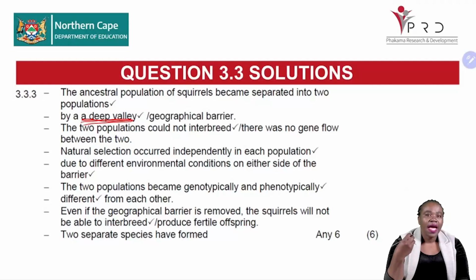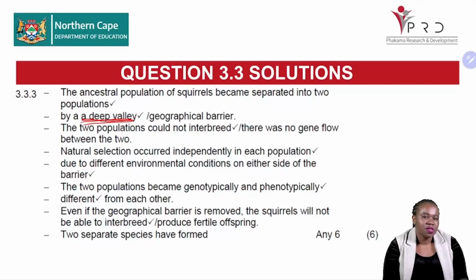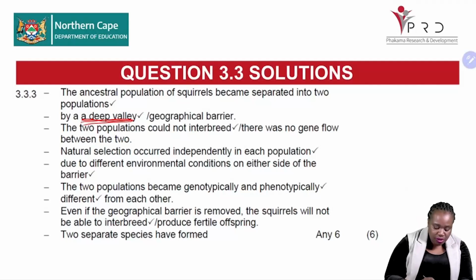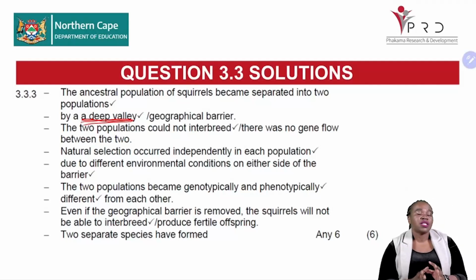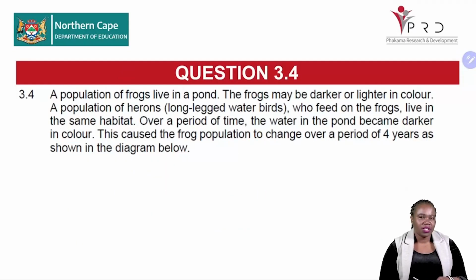Then that means that if these organisms or these species were to meet again at some point, if they were to mix again, maybe if that geographical barrier is no longer there, they will not be able to interbreed as they are no longer of the same species. And that would then mean that a new species has been formed. Or you can say two separate species have been formed. Right. Okay, so this is how you would structure your question on evolution by natural selection. Make sure you mention that type of geographical barrier.